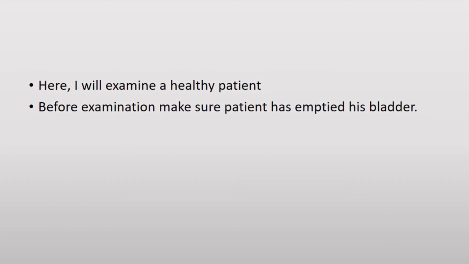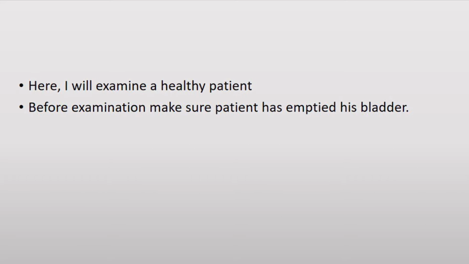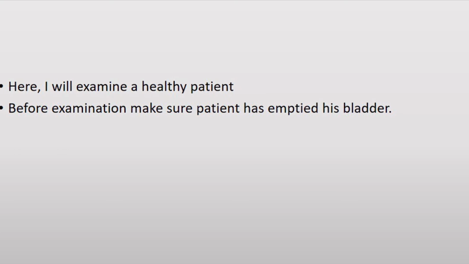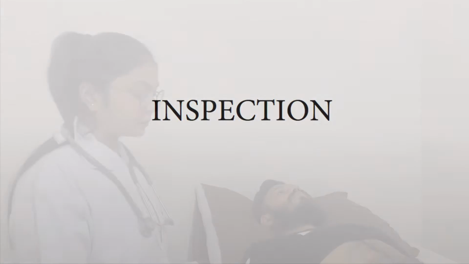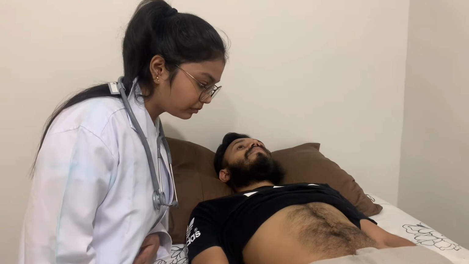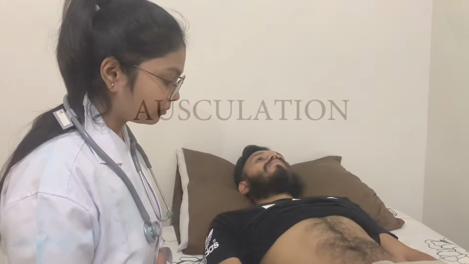Here, I will examine a healthy patient. Before examination, make sure that the patient has emptied his bladder. For inspection, inspect surface, contour, and movement. Watch for bulges or peristalsis. Inspect the skin for temperature, color, scars, dilated veins, rashes. Observe the contour of the umbilicus and look for signs of inflammation or hernia.